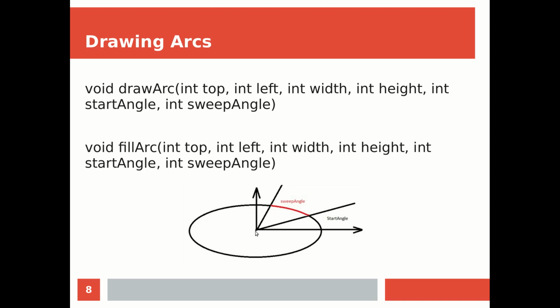We can assume that there is a coordinate system with the origin at the center of the ellipse, and in this diagram we have the arc shown in red. The start angle is the angle constituted between the x axis of the coordinate system and this line, and the sweep angle is the angle between this line and this one.